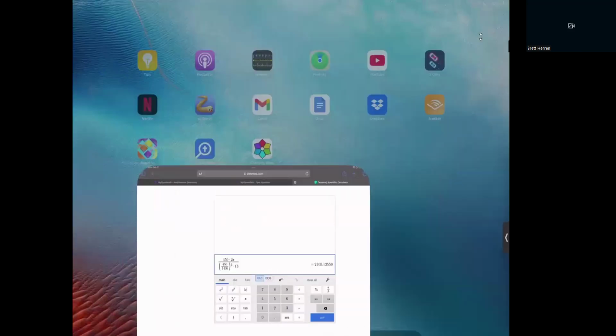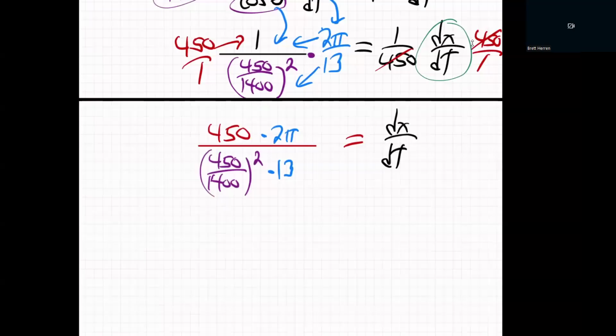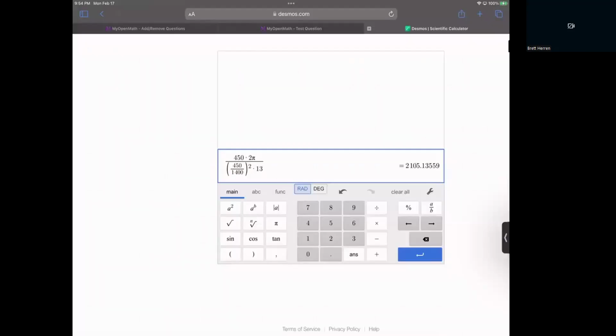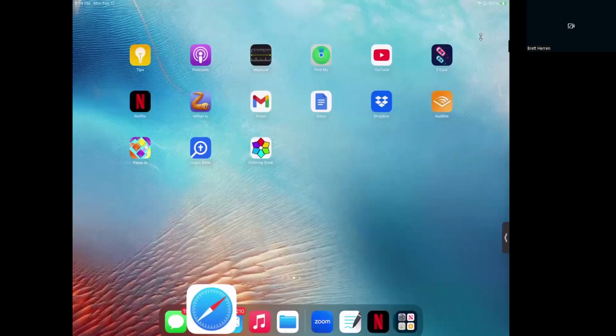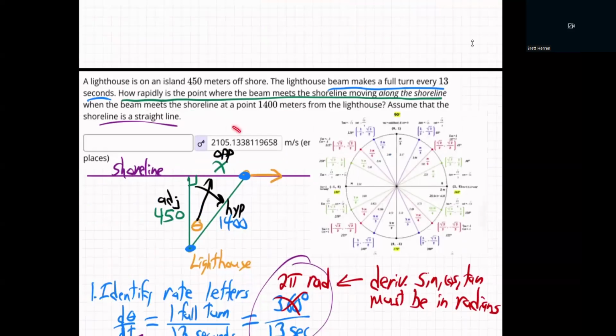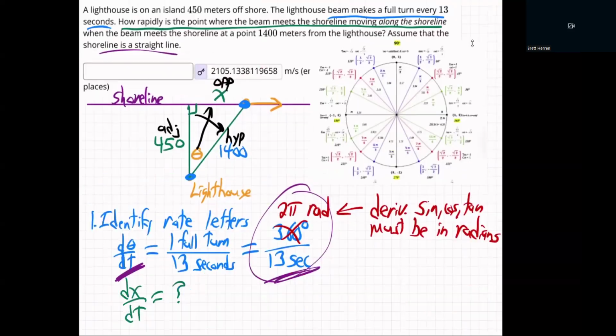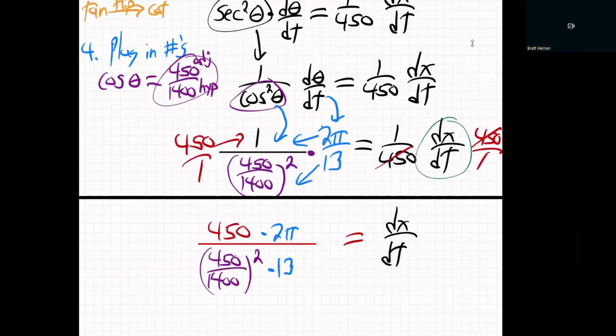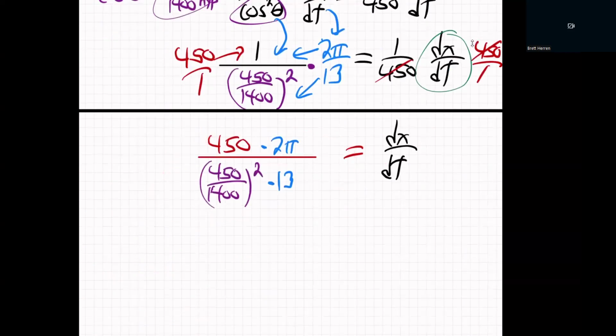450 times 2 pi over 450 over 1400 squared times 13. Yeah, that looks like it. What do we got? 2105. Is that right? Is that the answer they're getting? Oh, yeah, that's beautiful. 2105 with some change meters per second. And so there we go. That's how we do that one.